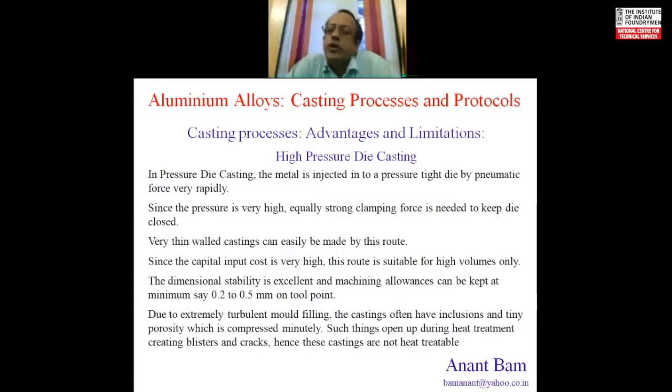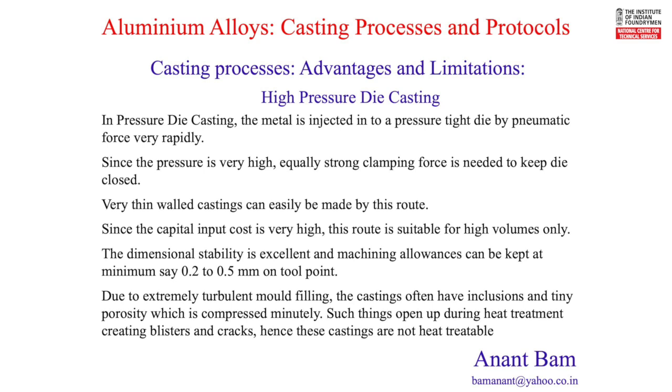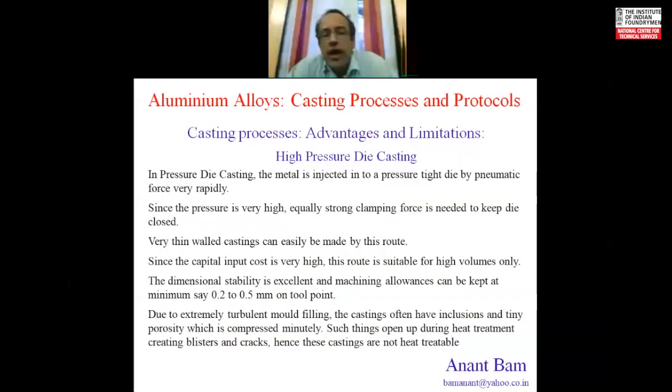Rather, it is not equally strong, it has to be 1.25 times larger than the injection force. It is needed to keep the die closed, otherwise a flash will appear. Very thin walled castings can easily be made by this route. Since the capital input cost is very high, this route is suitable for high volumes only.